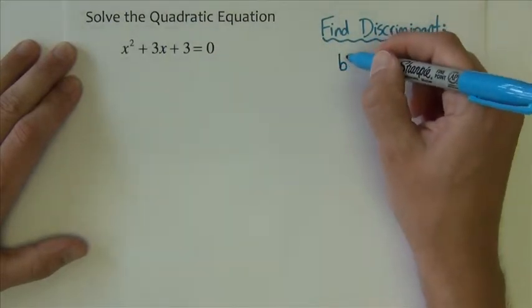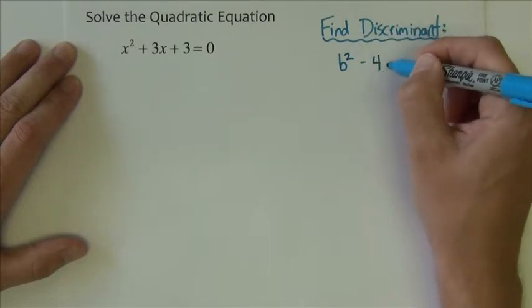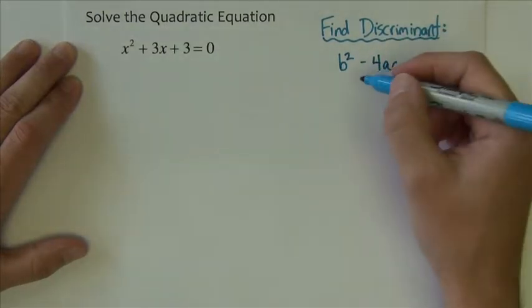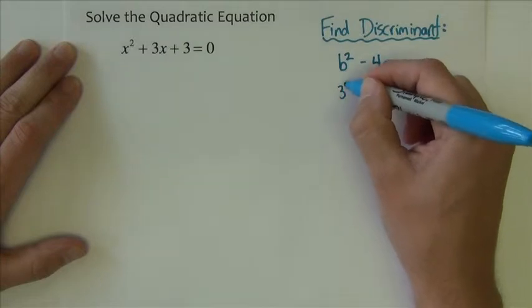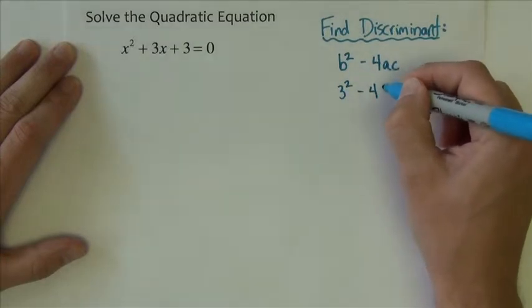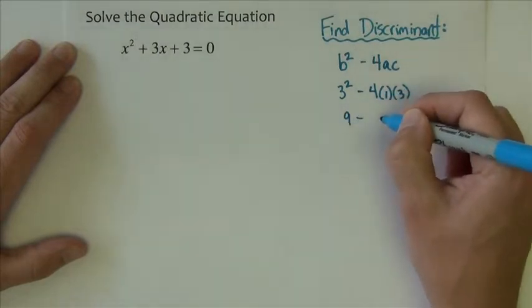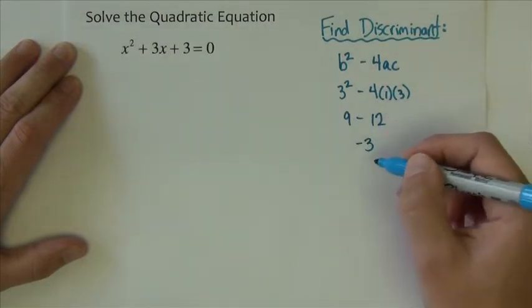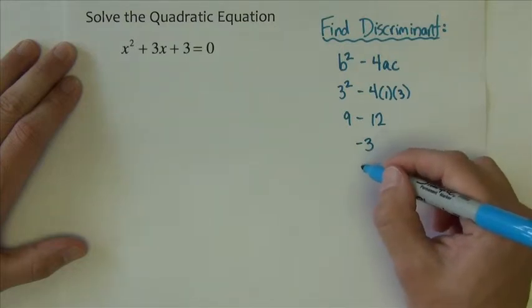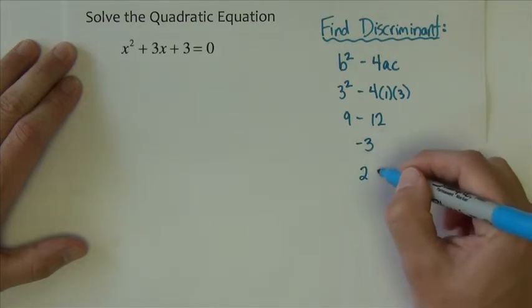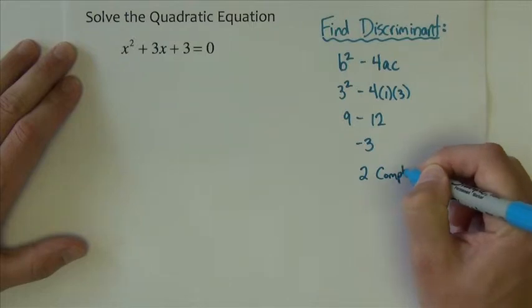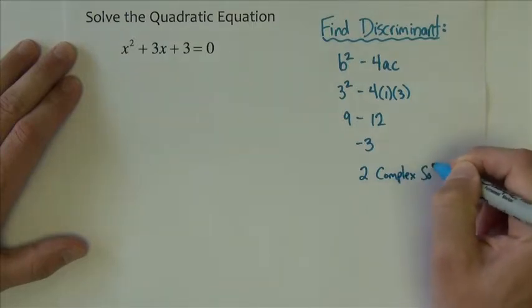So if I find the b squared minus 4ac, I would have 3 squared minus 4 times 1 times 3. That's 9 minus 12, which is negative 3. That tells me that I'm going to have two complex solutions.